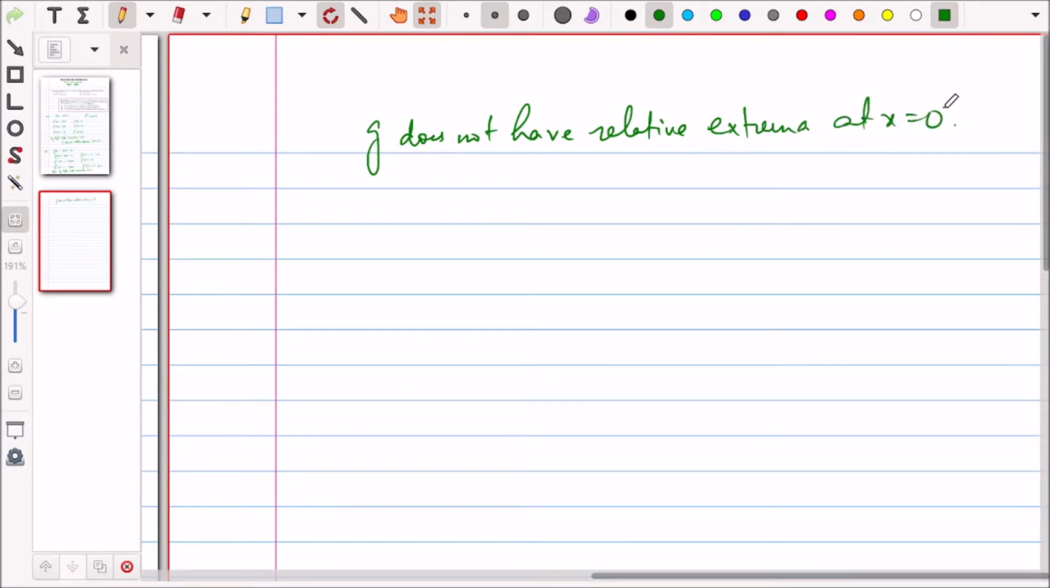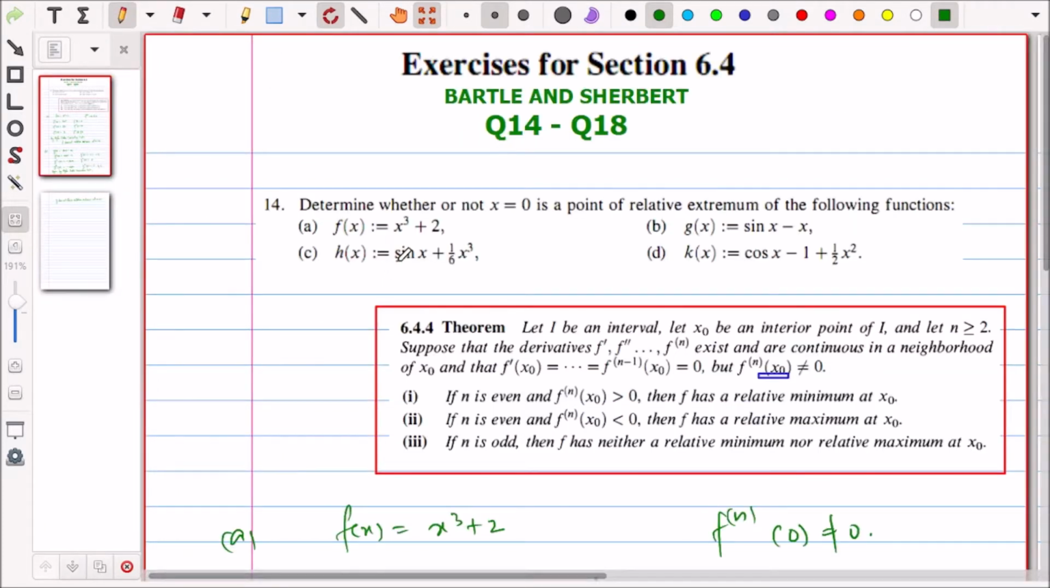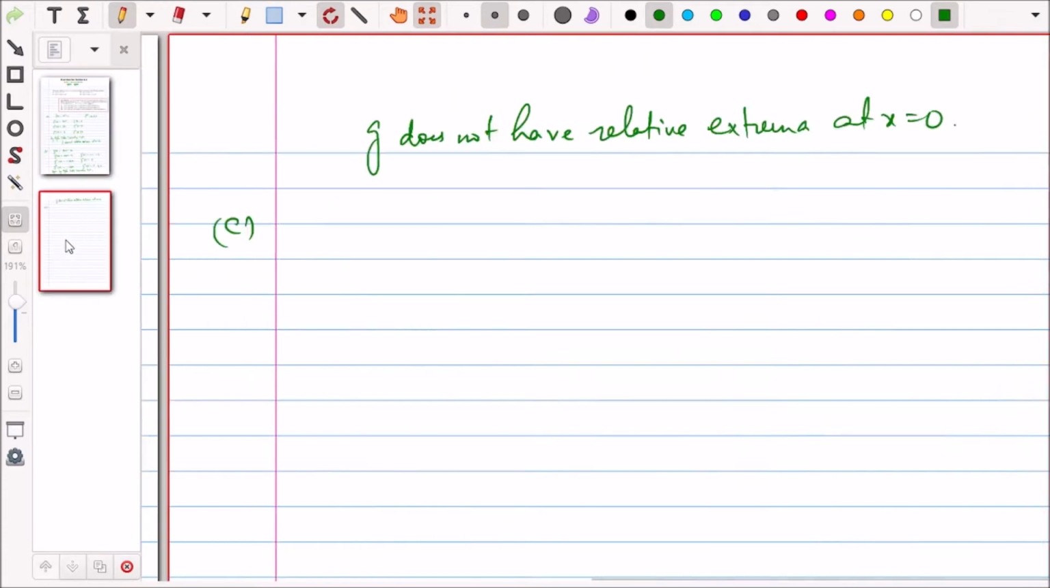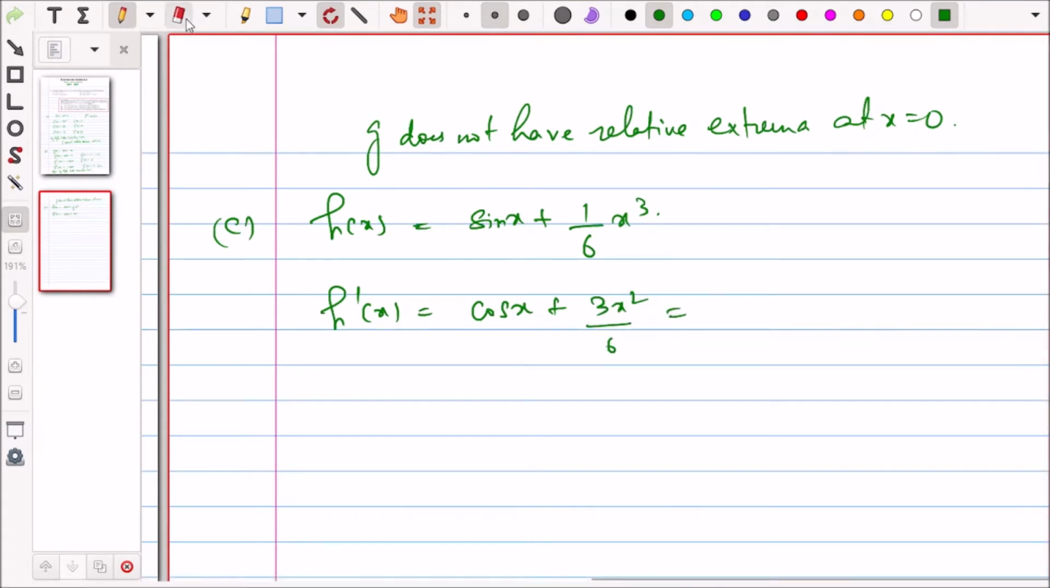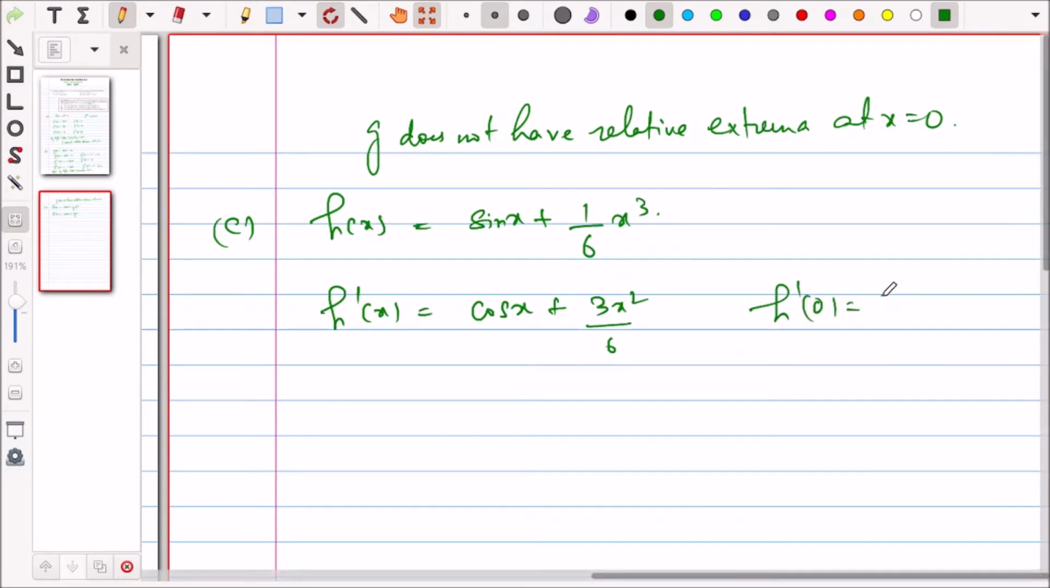Now let us take the third part, the C part. We are given h(x) equal to sin x plus 1 by 6 x cube. So h dash x is cos x plus 3x square by 6. So h dash 0 is 1, which is non-zero. So again it is non-zero at an odd derivative.